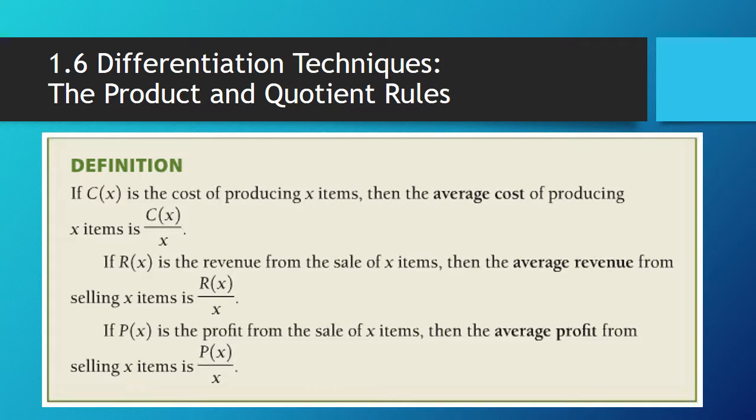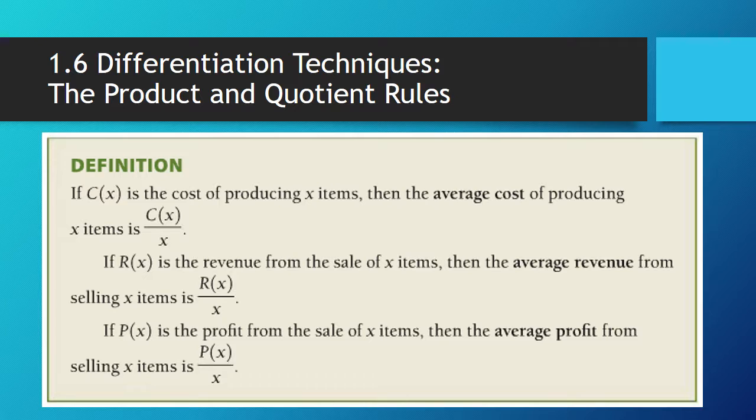Okay, we're going to be doing some word problems, some business-related word problems. So a few definitions here. If C of x is a function that determines the cost of producing x number of items, then the average cost of something would be C of x over x. In other words, the cost of producing a certain number of items divided by that number of items.